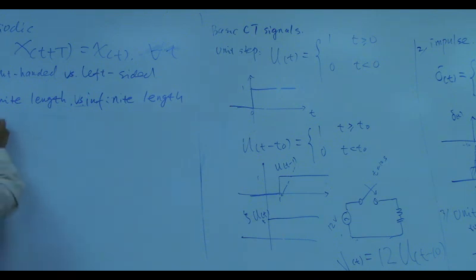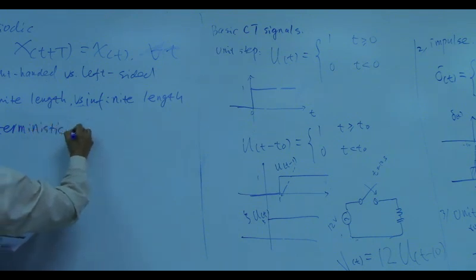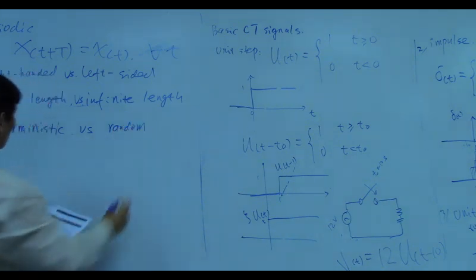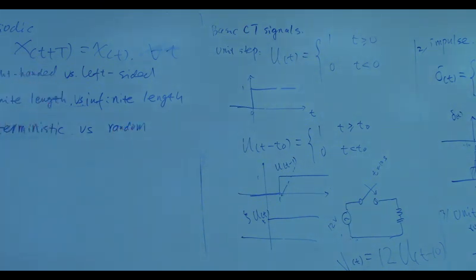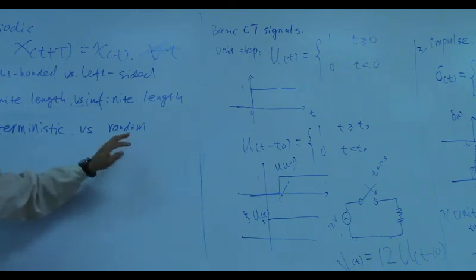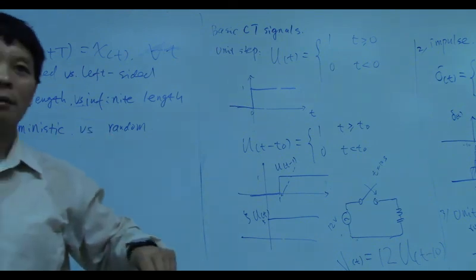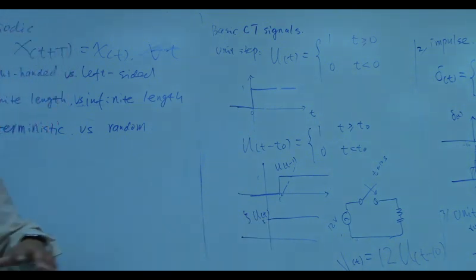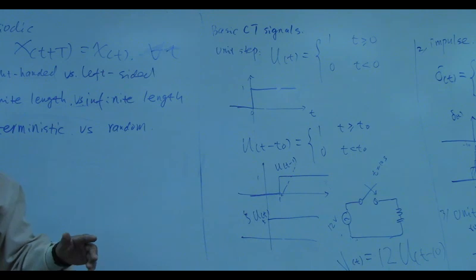The next one is deterministic versus random. Deterministic means the signal you can predict, like a sine function. You can calculate the values at any time if you are given the representation of the sine function. Random signal. Can anyone give me an example of a random signal? The thermal noise, right? Every electronic device has thermal noise, and the signal is totally random. You cannot predict it.